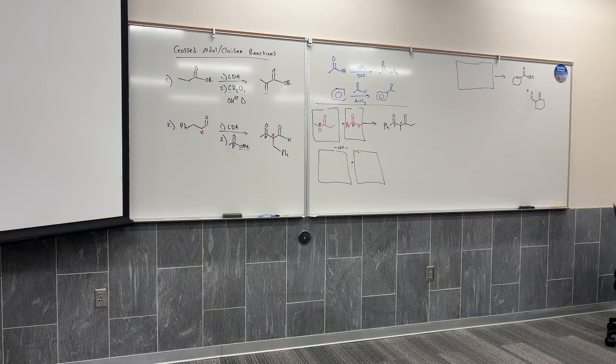If you already have the product, you can label alpha and beta on these. This one is much easier to label alpha beta. This one, which one do you decide is the primary carbonyl? That becomes more challenging.